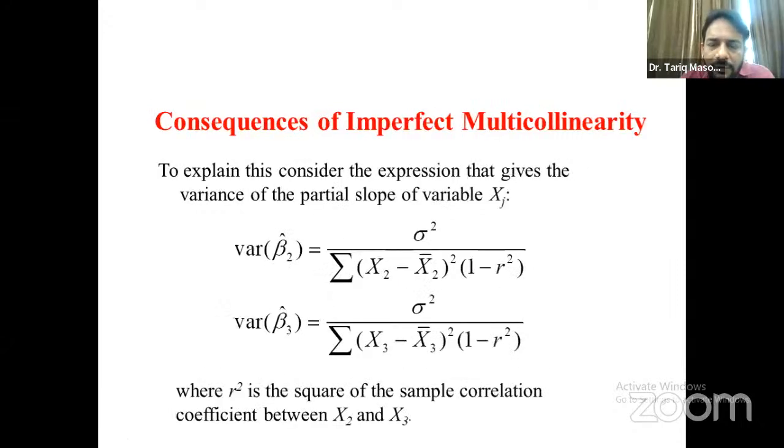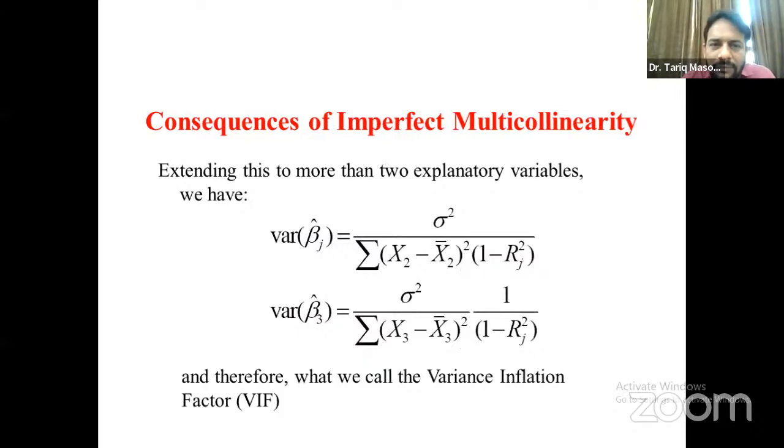This factor, in case of involvement of more than two explanatory variables, you can use R square, capital R. You know the difference between small r and capital R. Now this factor, 1 upon 1 minus R square, is known as the variance inflation factor. By using this concept, the estimated value of the variance inflation factor, you can get a sense of multicollinearity.